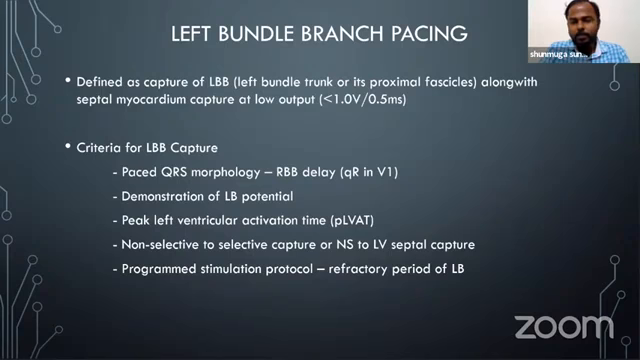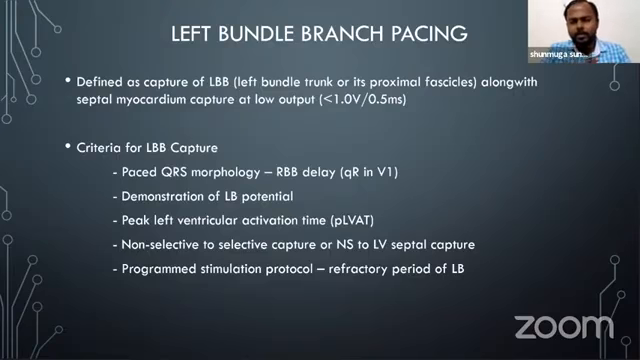Remember, when we discussed His-bundle pacing, we were discussing the capture threshold at 1 millisecond pulse width. That is quite abnormal for a normal pacemaker, because for normal pacemakers we usually check the pulse width at 0.4 milliseconds. Here in left bundle branch pacing, we usually measure the capture threshold at a pulse width of 0.5 milliseconds. So it's defined as capturing the left main bundle or one of its fascicles along with the septal myocardium at a low output.